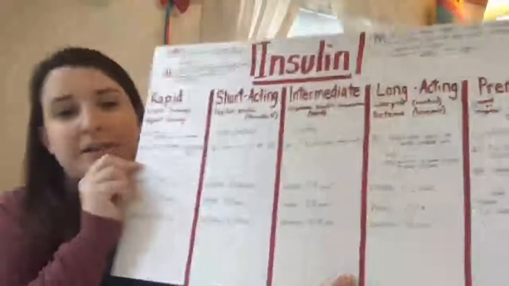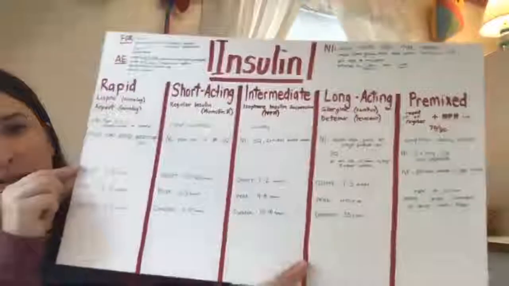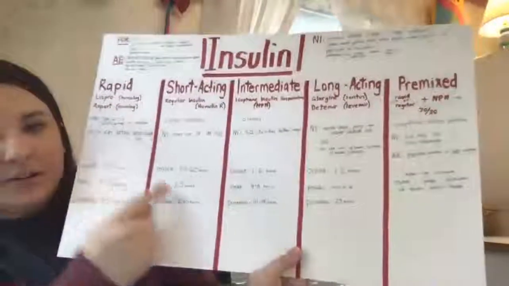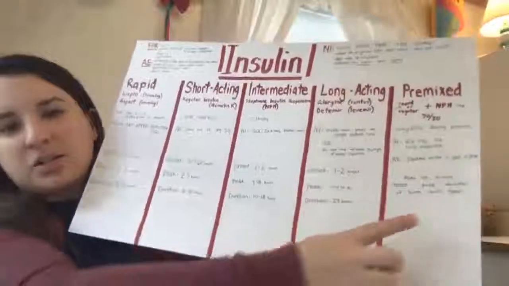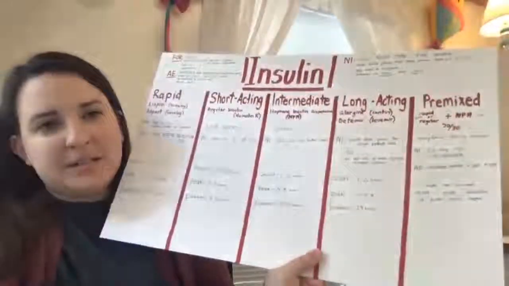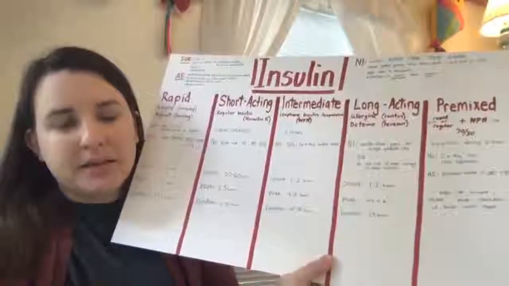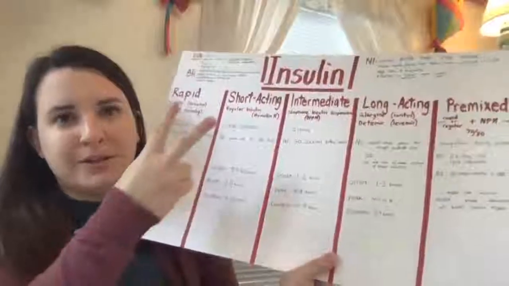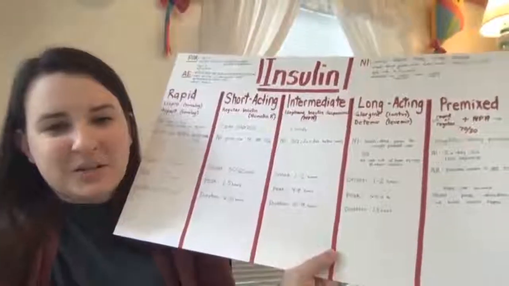I'll leave it here so you can pause it if you need to. Here are the onset, peaks, and durations, and that's just a little special note that premix doesn't really have a specific onset, peak, and duration because it's 2 different insulins mixed into one. So there you go.